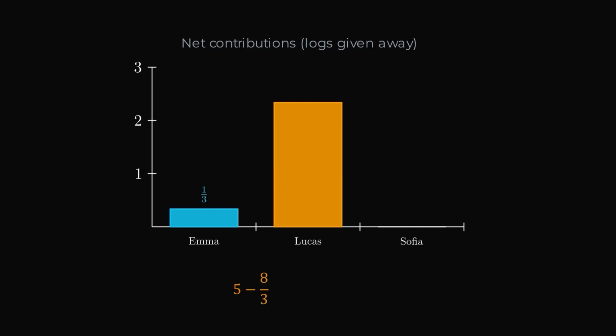Lucas brought 5 logs. 5 is 15/3. 15/3 minus 8/3 equals 7/3. Lucas's net contribution, 7/3 of a log. Notice that Sophia's bar stays at 0. She consumed fuel but contributed none, which is exactly why she owes. The ratio of net contributions, 1/3 to 7/3. The ratio simplifies to 1 to 7. That is the ratio in which Emma and Lucas gave away their fuel. So that is the ratio in which they receive payment for it.